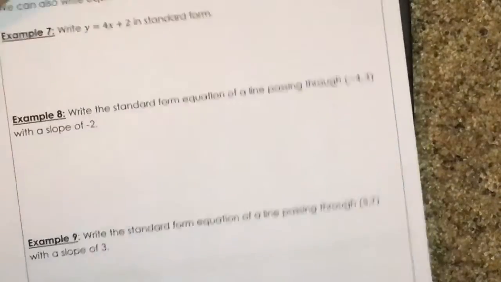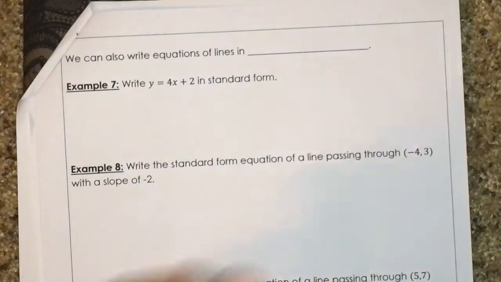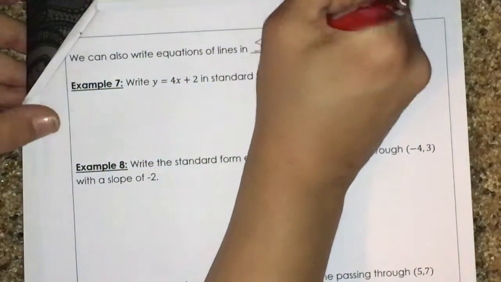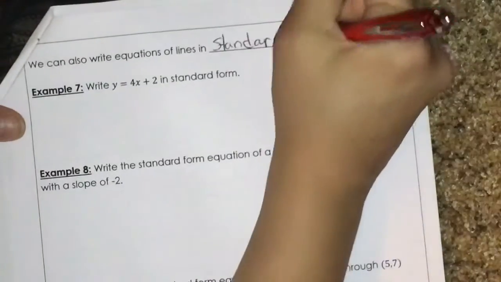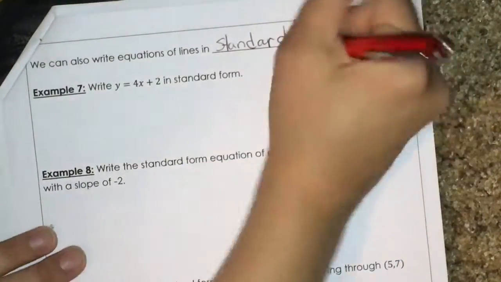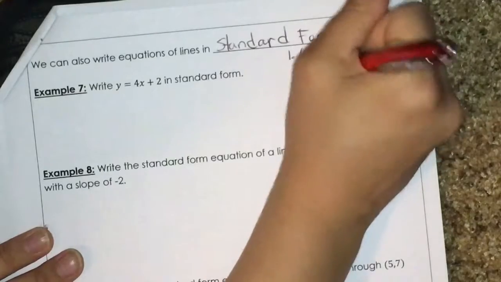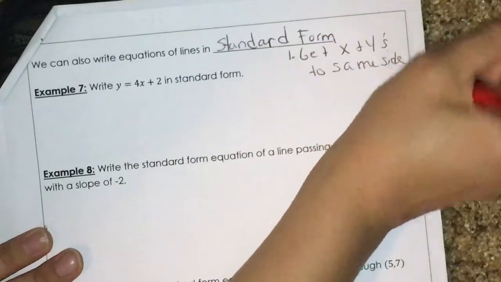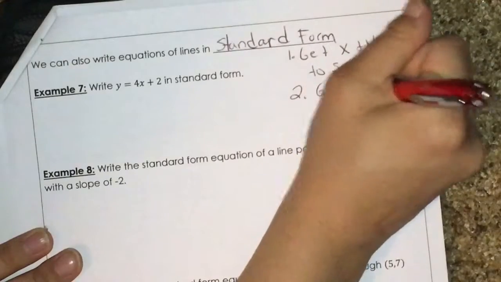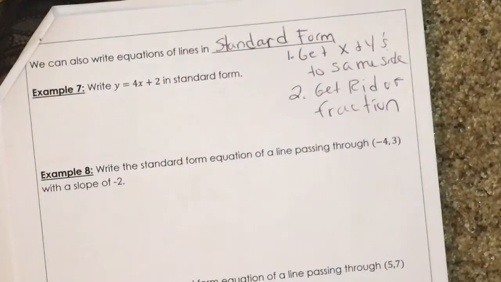Last thing that we're going to go through, and this can be pretty difficult to grasp, says we can also write equations of lines in standard form. This is oftentimes the most difficult form to write lines in. Okay, pretty much when you write equations in standard form, your first step is to get your x and y's to the same side. And then your second step is to get rid of fractions. You cannot have a fraction when you are dealing with standard form.